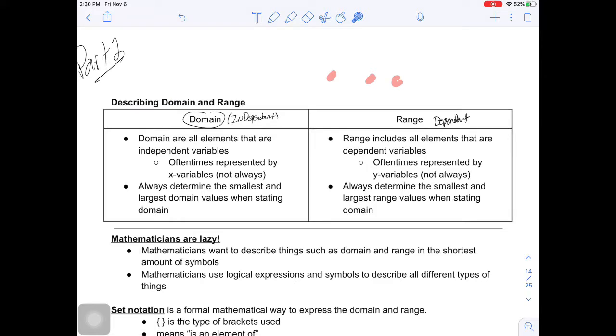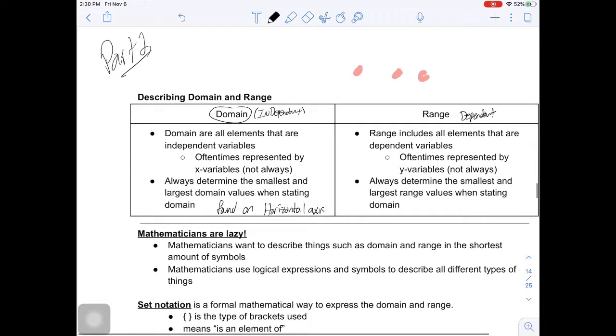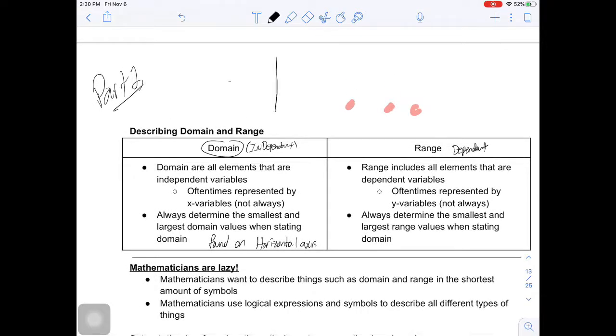Just to refresh, a domain are all the elements that are independent variables. They're often represented as x variables, and they're found on the horizontal axis. What I mean is, if you have a graph here, your domain is on the horizontal axis and your range is on the y-axis.